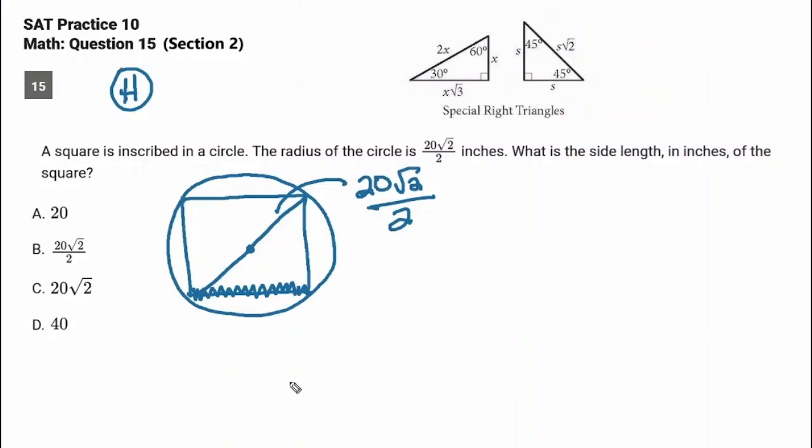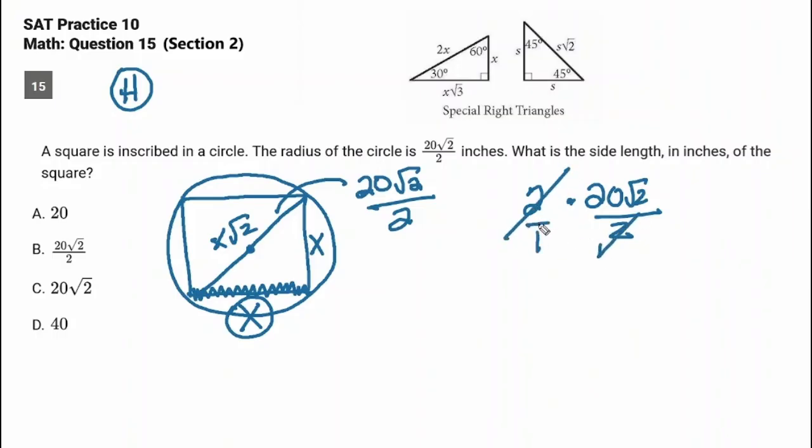So it says it's s root 2. All right, I'm going to make it x root 2. All right, and then what are we looking for? We're looking for an x, right? We're looking for a side of the square. Okay, x root 2 is the diameter. And what's the diameter? It's twice the radius. So you got to say 2 times the radius, 20 root 2 over 2. I'm going to put this 2 over 1 so I can just see that those 2's can go away. I can reduce.